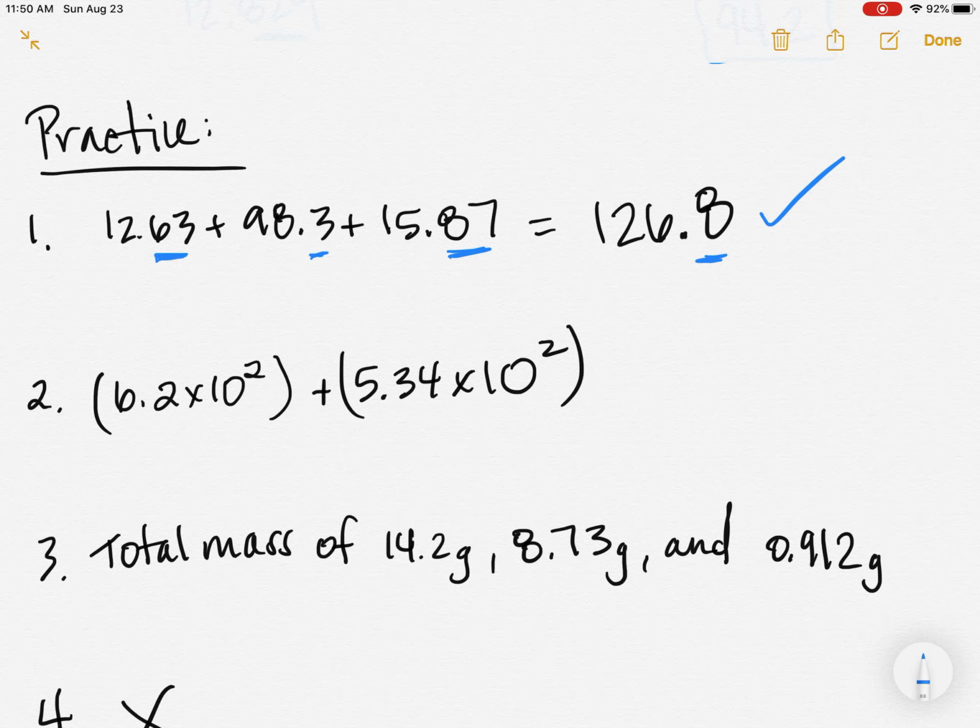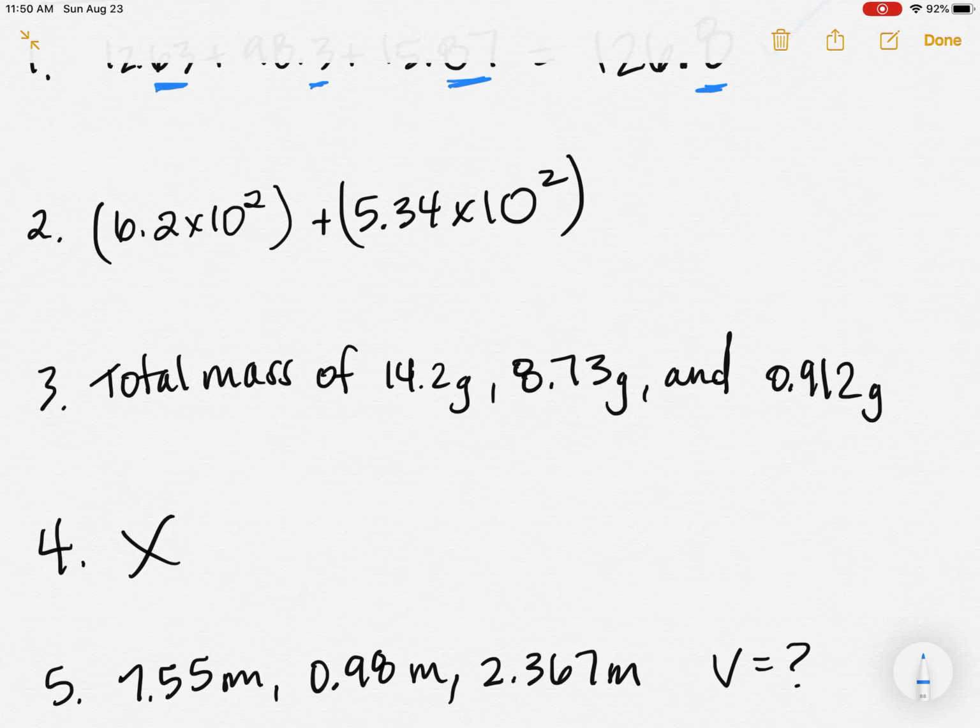All right, and the second one is in scientific notation. So for our purposes, I'm just going to take these numbers out of scientific notation. So 6.2 times 10 to the second is 620. And then 5.34 times 10 to the second is 534.